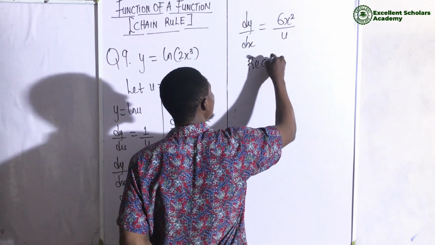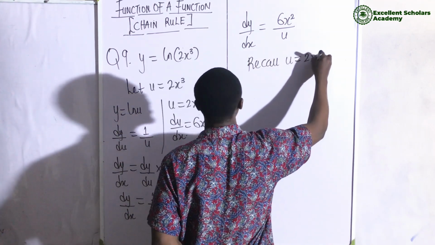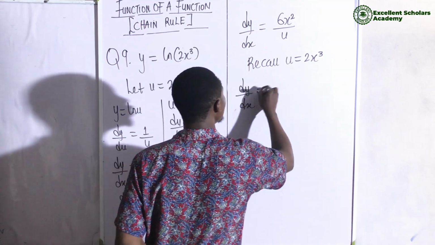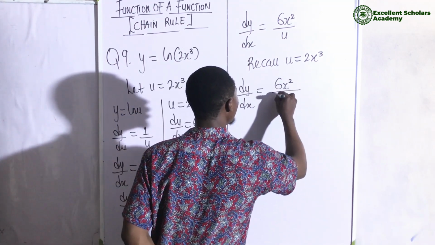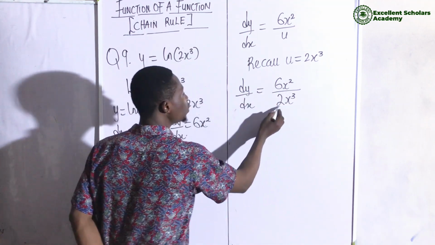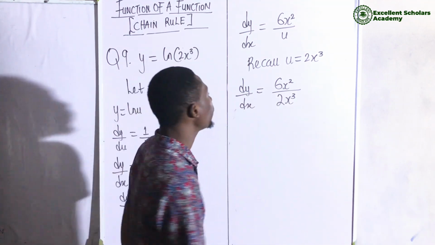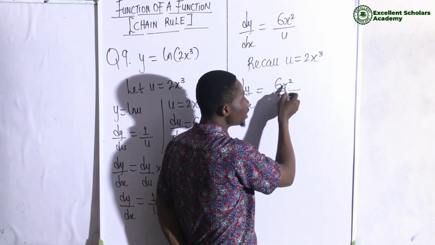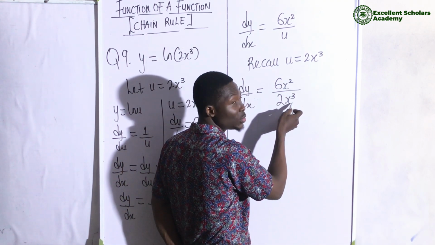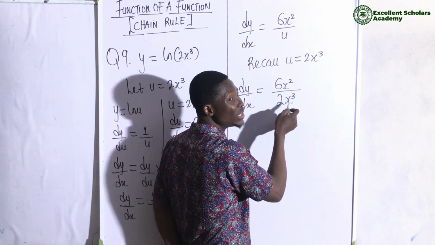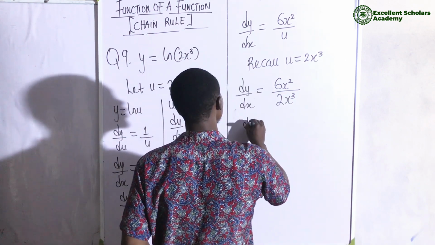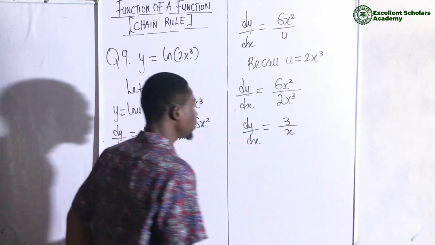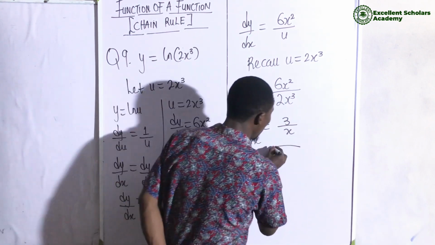Now recall that your u equals 2x to the power of 3. So that means dy/dx is going to be equal to 6x squared over 2x to the power of 3. Now 2 goes into 6, that's 3. Now this x to the power of 2 and x to the power of 3: x to the power of 2 takes away x to the power of 2 here. We're going to be left with x to the power of 1 here. So this finally is going to be that dy/dx will be 3 over x. And this will be our final answer.